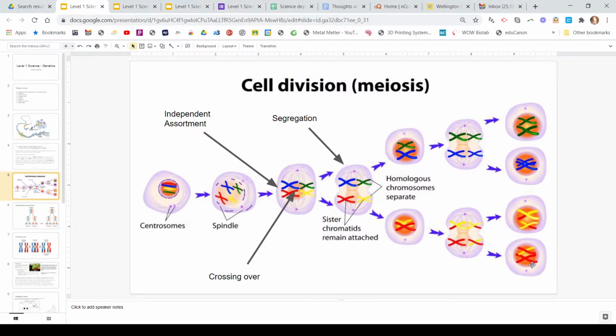And in order to achieve that, the genetic information has to halve. And so if we were dealing with humans here, we would have 46 in the initial cell, and then we would end up with 23 in each of these 4 cells at the end of the process.